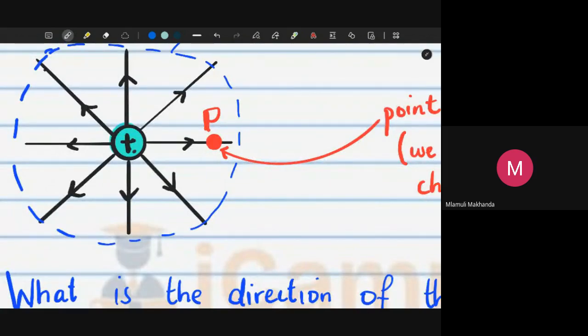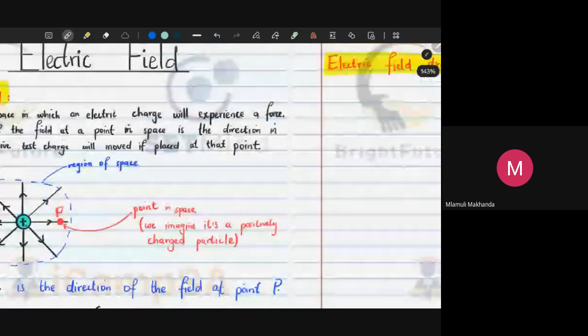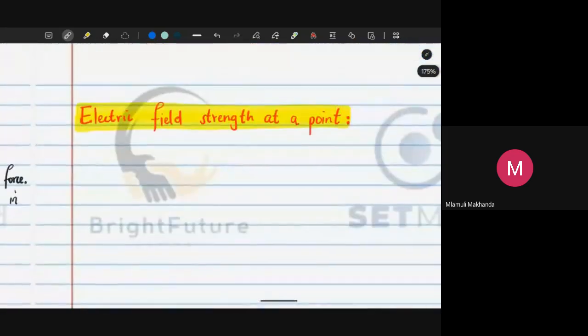What usually happens with an electric field is the further you move away from the center, which is where the charge is located, the lesser the electric field strength. And the closer you move towards the center, the higher the electric field strength. For instance, if I take another point and call it point B, somewhere here, point B will experience a higher electric field strength than point P because point B is closer to the center. That's one thing you must understand, and that's what this definition is trying to explain in a nutshell.